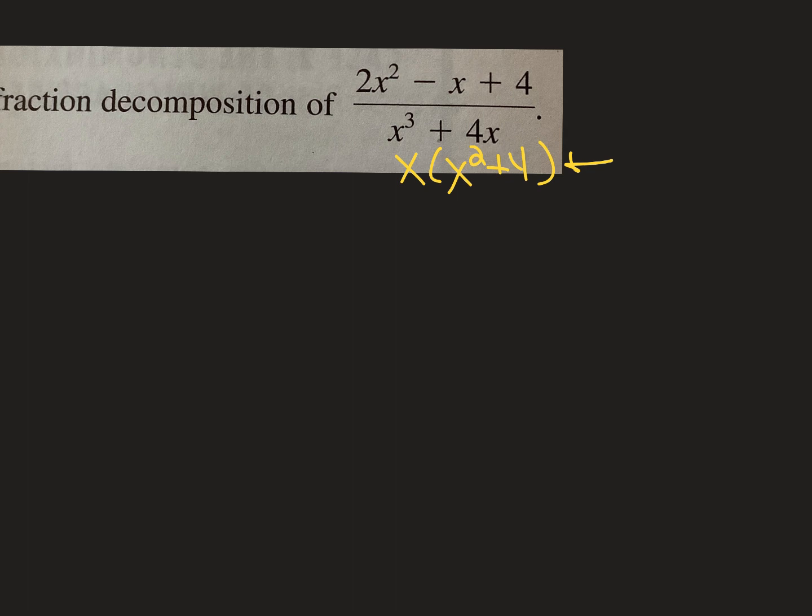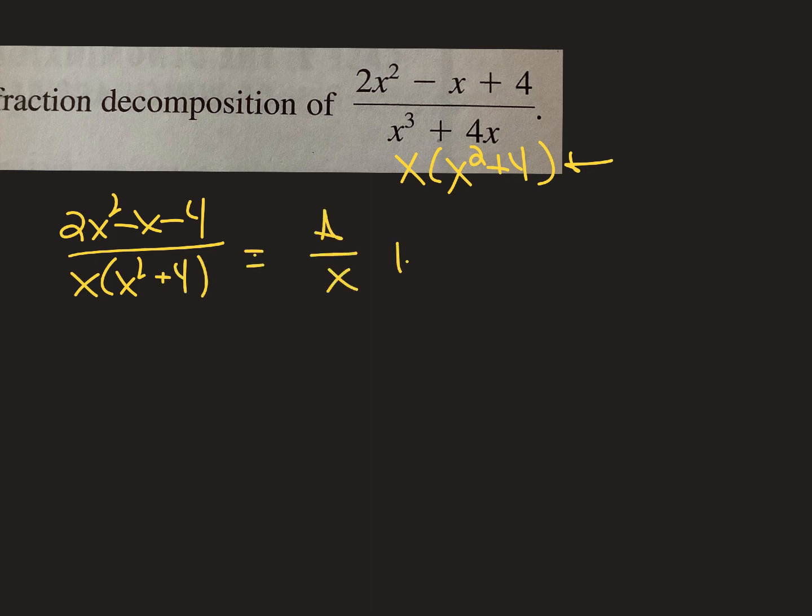Okay, so just like yesterday, here's my numerator. My original fraction is right here. And I'm going to put an A over the x because it's a linear factor. And for the quadratic, I'm going to put Bx plus C. That's the new thing today. If you have a quadratic that you can't reduce, you've got to put a Bx plus C, or Ax plus B, wherever you are in the alphabet.